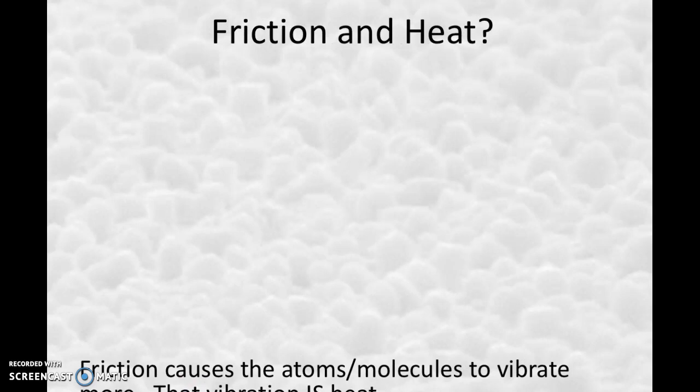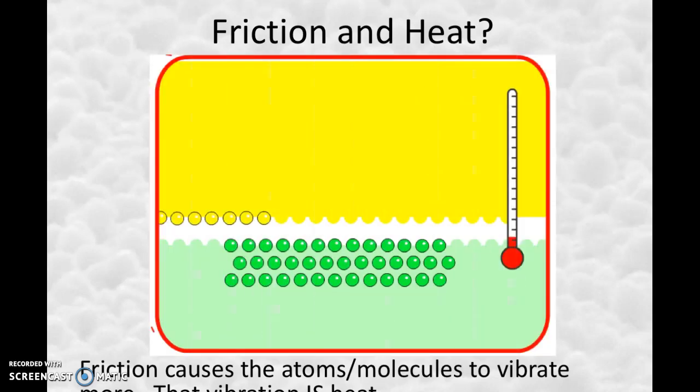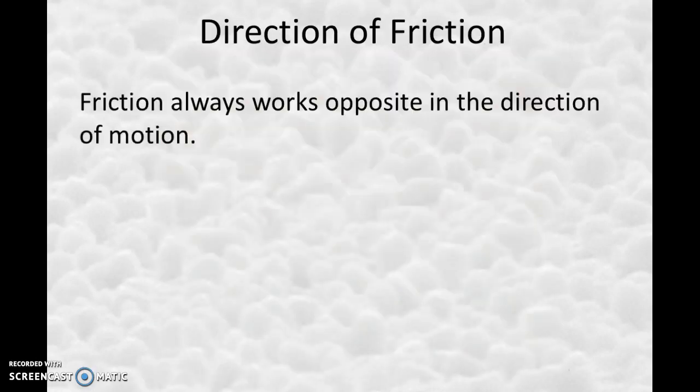So, things we know about friction. We know that friction and heat are somehow related to each other. If you come back and click this later, you should be able to go see how rubbing the yellow and green surfaces together actually changes the temperature. Now, why that would be is because these atoms and molecules vibrate together. And vibration of molecules is what we feel as heat.